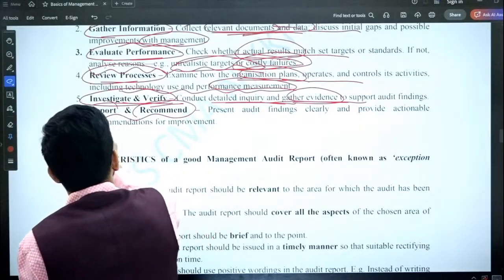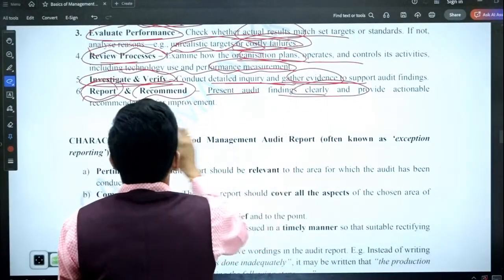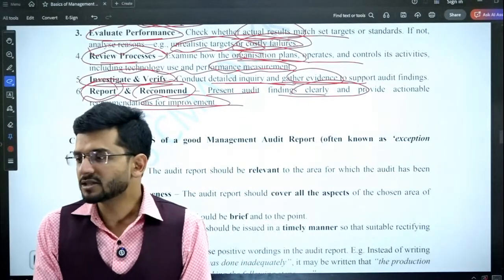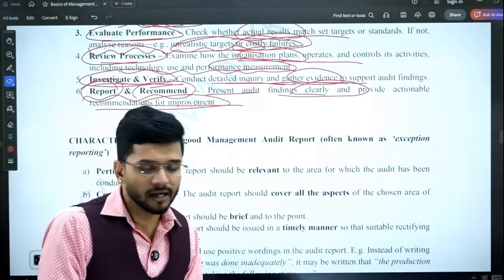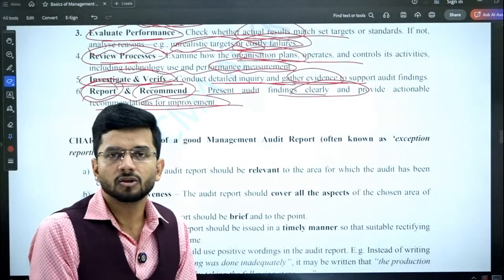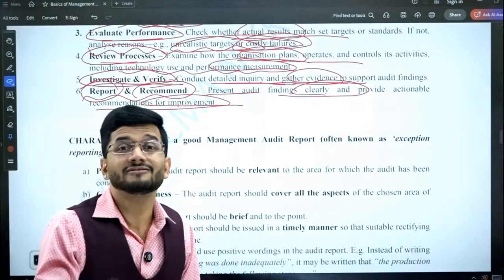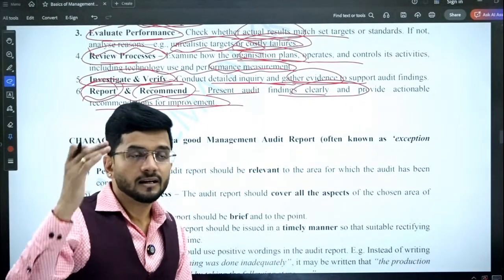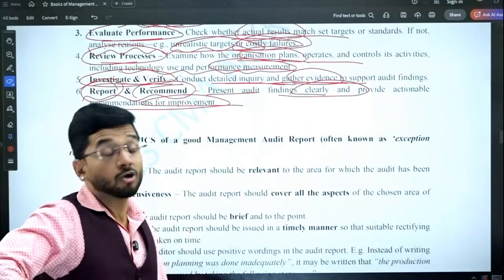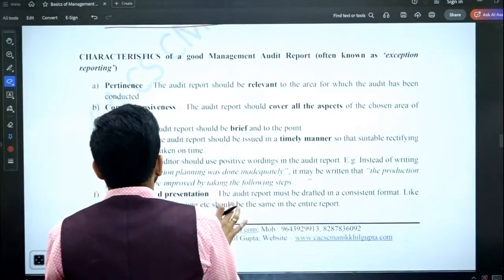Report and recommend, report all the findings which you have. So, presenting your audit findings with clear, actionable recommendations for improvement. The audit report which you need to prepare has to be absolutely perfect. Report writing is again a very critical thing, because you may write a report of 100 pages, but it might not be relevant for the management, because management doesn't have the time or the focus to review your entire report. So how to present your report, that is also a very good skill.